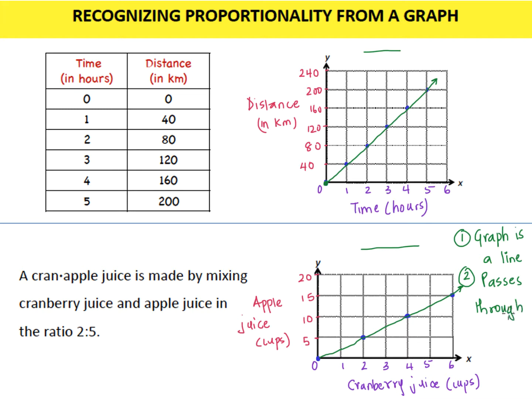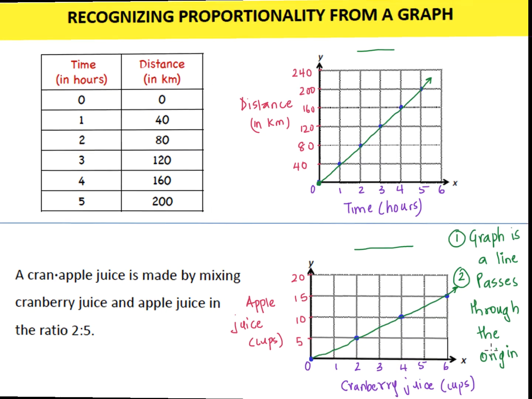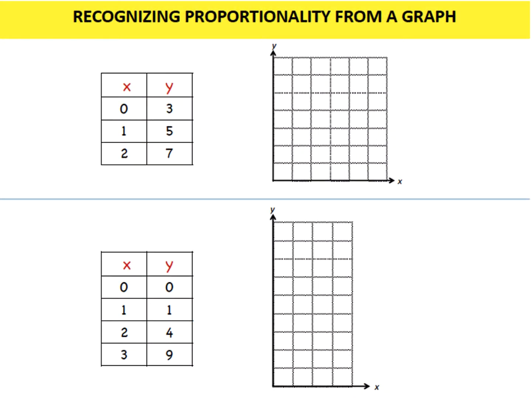Now let's look at two relationships and their graphs where the relationship is not proportional. Let's look at the first example. We can clearly see that this relationship is not proportional because here we have a ratio of 1 to 5 and here we have a ratio of 2 to 7, and those two ratios are not the same.